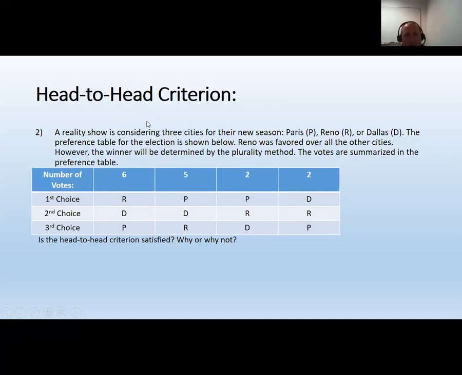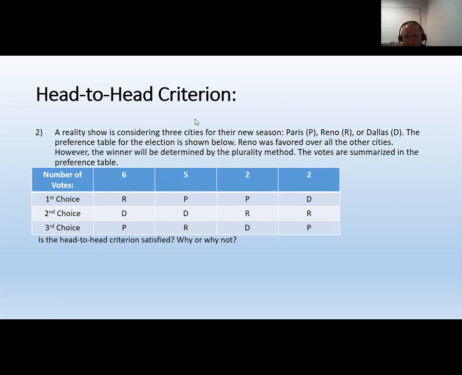This problem is the head-to-head criterion. A reality show is considering 3 cities for their new season: Paris, which is P, Reno, which is R, and Dallas, which is D. The preference table for the election is shown below. Reno was favored over all of the other cities. However, the winner will be determined by the plurality method. The votes are summarized in the preference table.